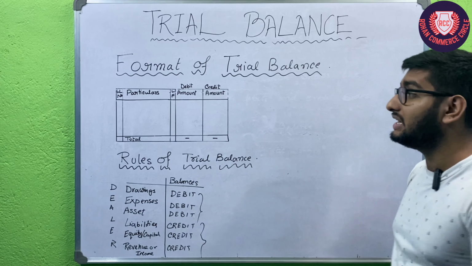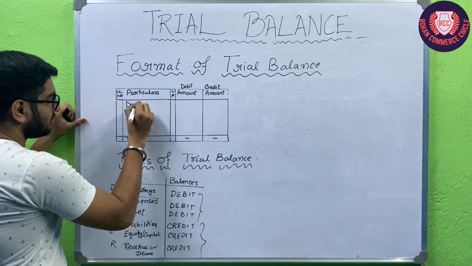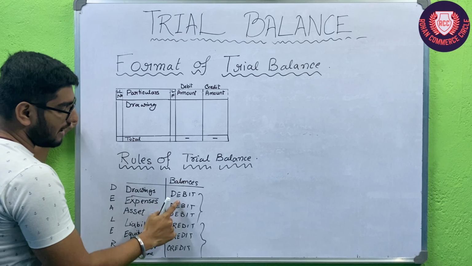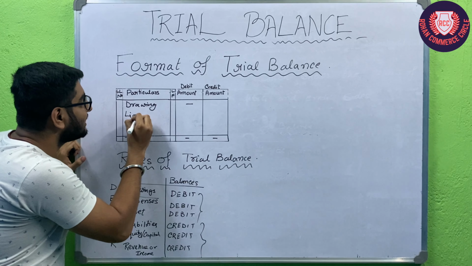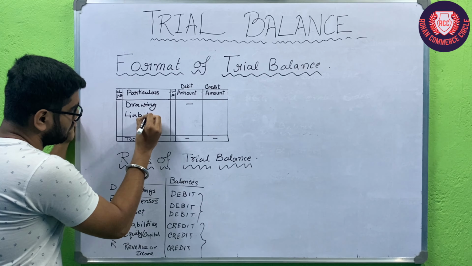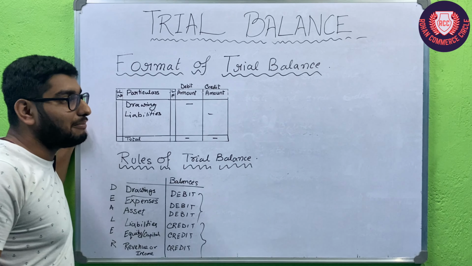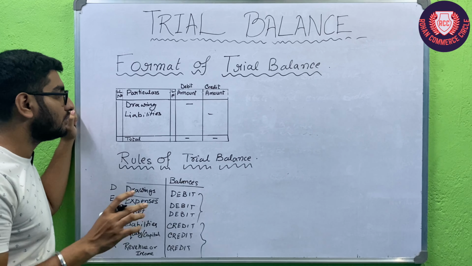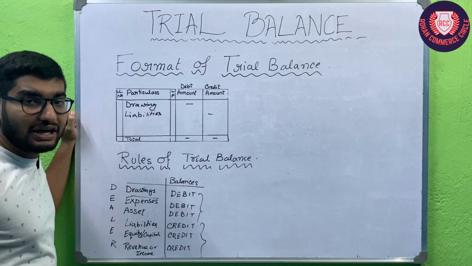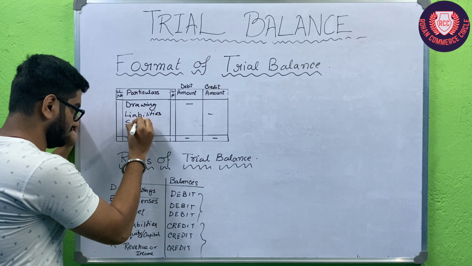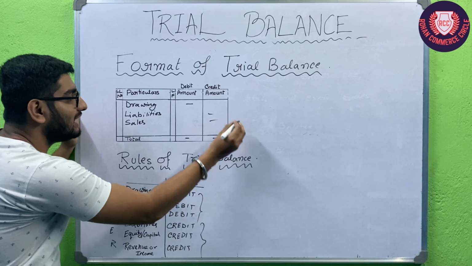What does that mean? That means that suppose if any drawings occur, we will write the amount in debit side, okay, and suppose if there is any liability, we will write the balance in credit side. Suppose a person started a business with capital. So where will we write the capital? Capital is basically a liability. So we will write it on the credit side. Okay. When goods are sold, that means sales. So what is sales over here? It's a revenue for us. So we will write it in the credit side.